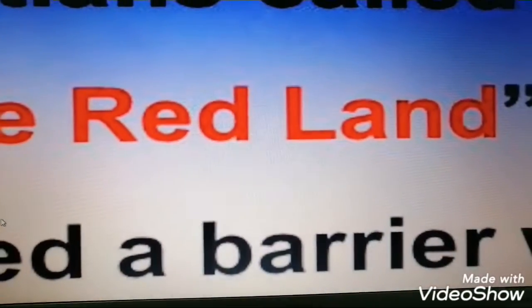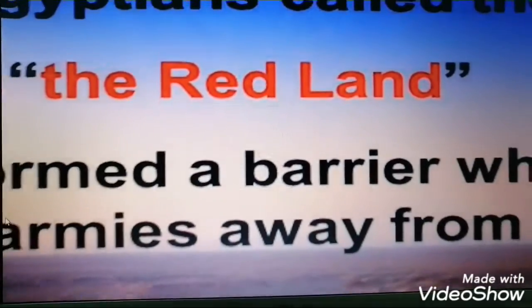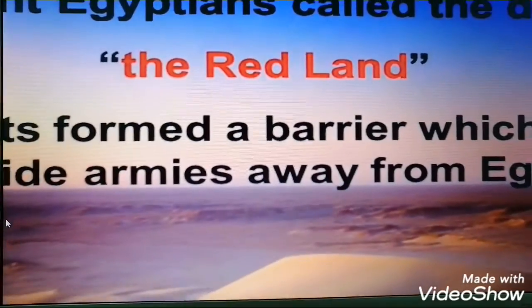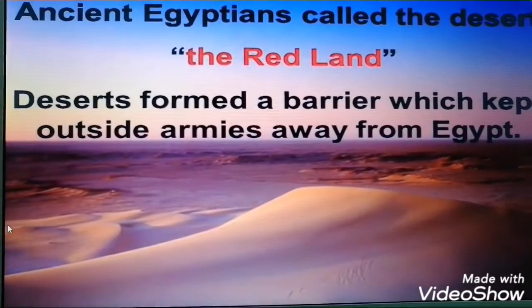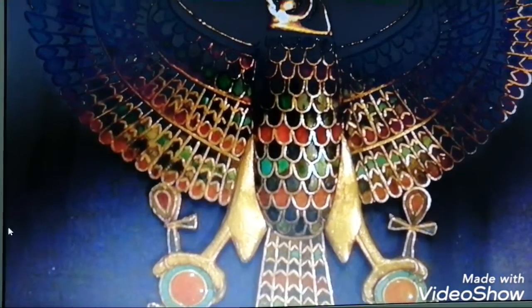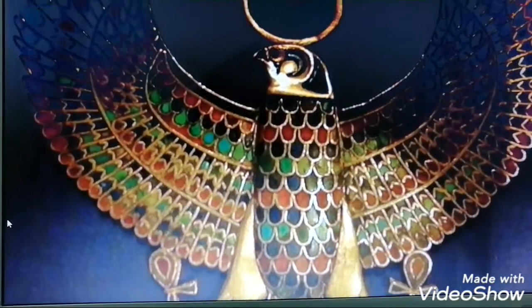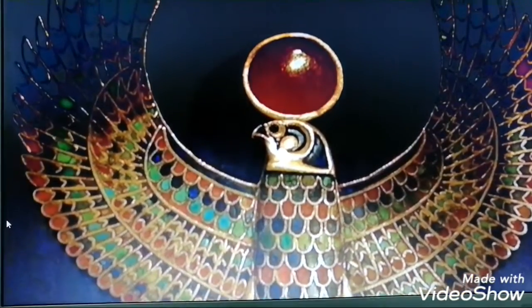The Red Land was the barren desert that protected Egypt on two sides. These deserts separated ancient Egypt from neighboring countries and invading armies. They also provided the ancient Egyptians with a source for precious metals and semi-precious stones.